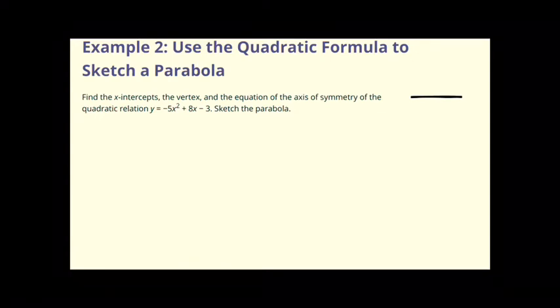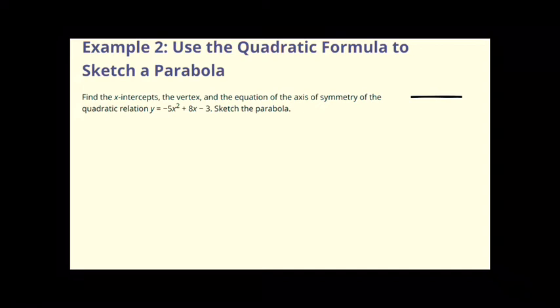Example 2. Use the quadratic formula to sketch the parabola. Find the x-intercepts, the vertex, and the equation of the axis of symmetry of the quadratic relation y equals negative 5x squared plus 5x minus 3.